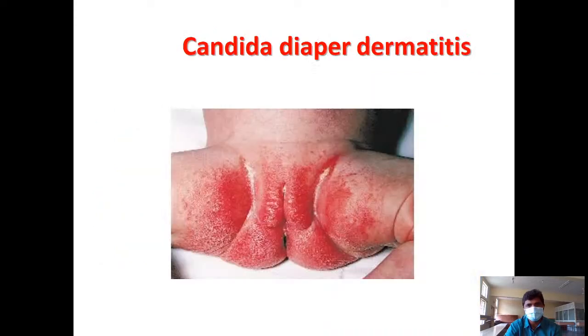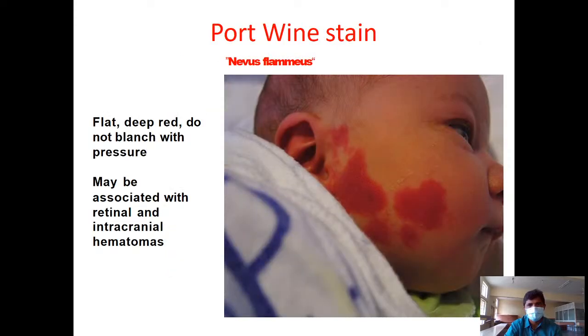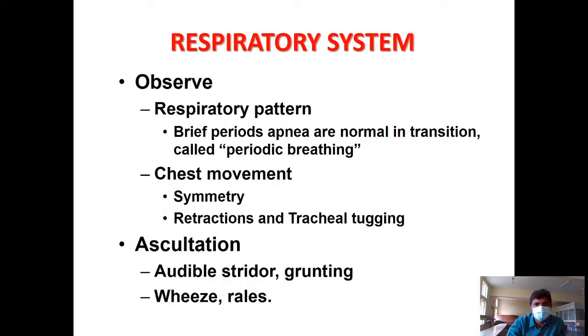Then you can have candidal diaper dermatitis. Frequent and prolonged use of diapers can lead to candidal diaper dermatitis. So we need to look at the diaper area, especially for any dermatitis. Then petechiae, these are non-blanchable macules seen over the face and may be associated with retinal or intracranial hematomas.